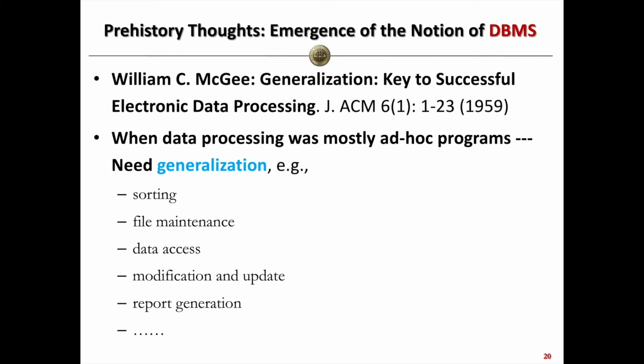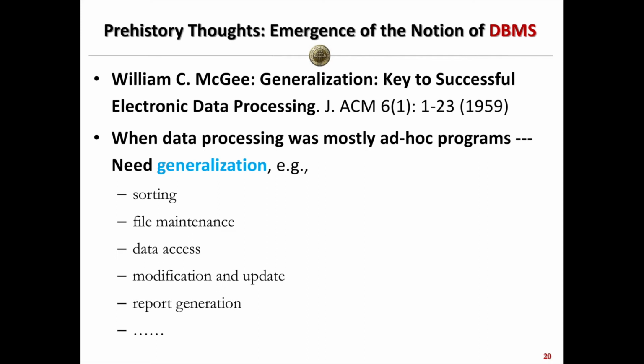At that time, the data was normally processed by some ad hoc programs, and they may need some generalizations. I think all the students in class should know that in an operating system, we have a file system, which can also help us store some data as well. And I have a question prepared for you. What's the difference between DBMS and a file system, and why is DBMS necessary?